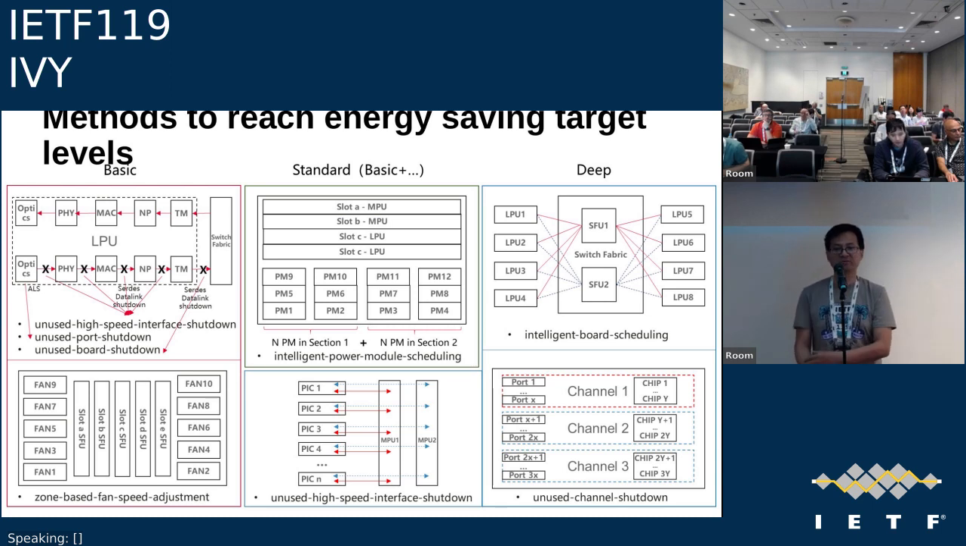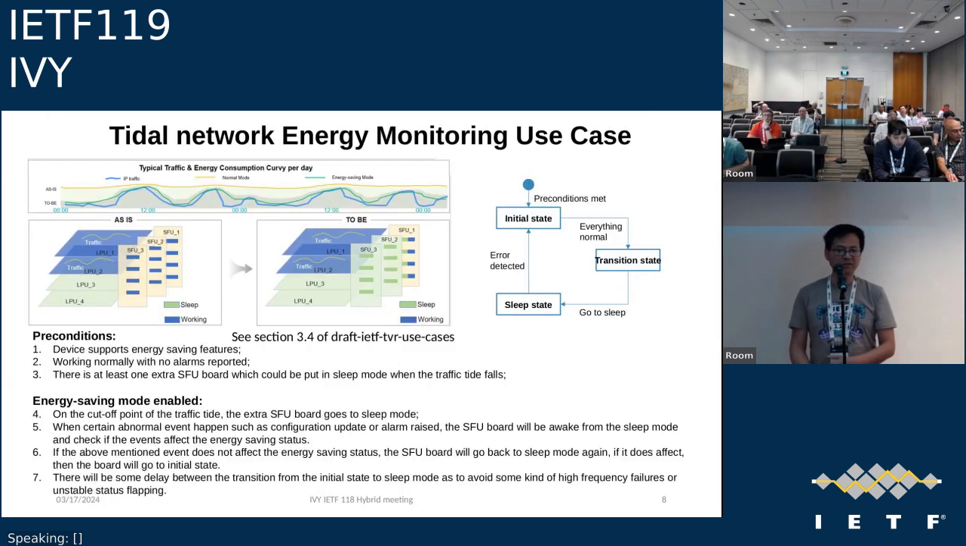So just to give you a sense of how this energy saving method looks, how it can be used within the network device. Last, I gave you an example, tidal network energy saving. This has already been documented in the TVR use case draft; you can see the specific section. Generally, the traffic follows a specific pattern. It can rise or fall at a specific time point. For example, it may rise at 12 o'clock or fall at the valley point at 0 o'clock.